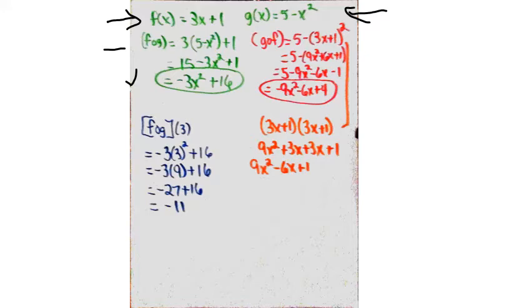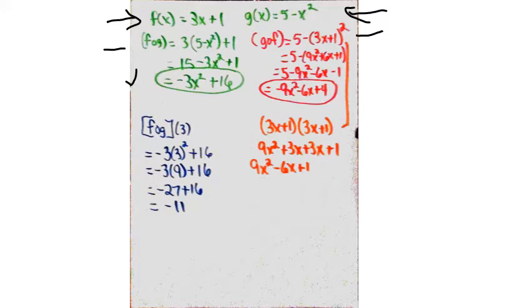Now on the g of f, we do something very similar, except now we're going to substitute in for x in g of x, f of x, 3x plus 1. So here we go. We start off right here: g of f equals 5 minus (3x plus 1) squared. Now, you're going to need plenty of paper when you're working these f of g, g of f problems, because there's always something like this.